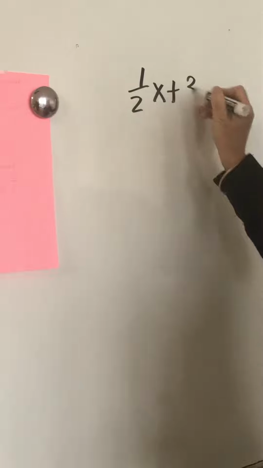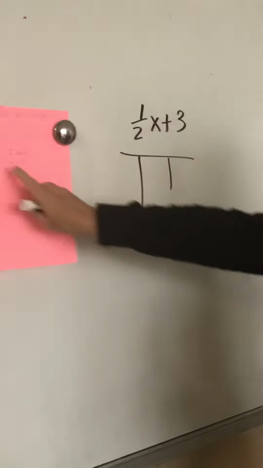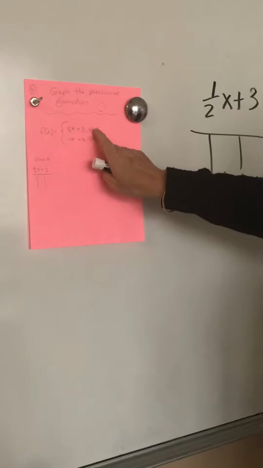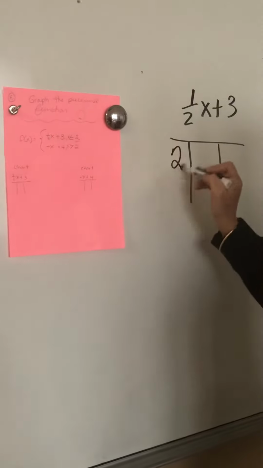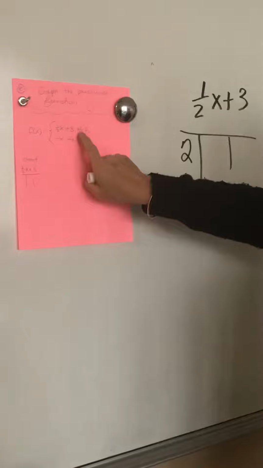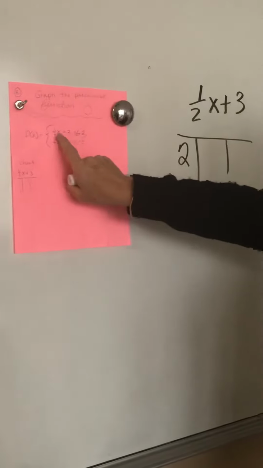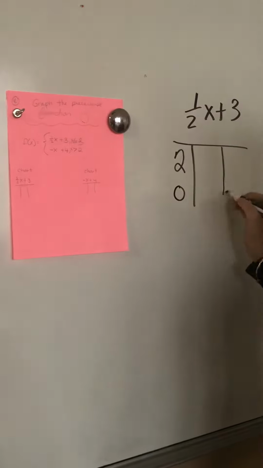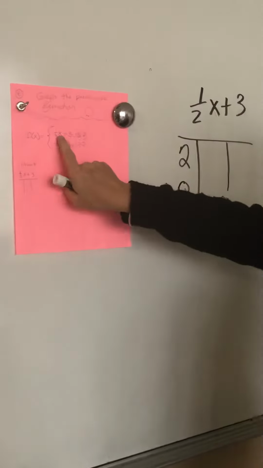So what I'm gonna do is in my chart, because this says x is less than or equal to 2, I'm always gonna use this number, right? So I'm gonna put that here, and then I'm gonna choose another number that's smaller than 2. Since I have to multiply it by a half, I'm gonna pick 0. Then I'm gonna plug those numbers in. So I'm gonna take 2 and plug it into here.